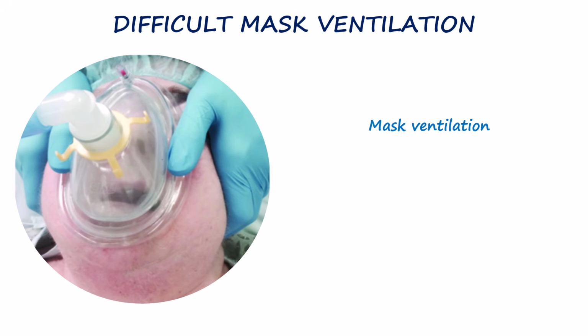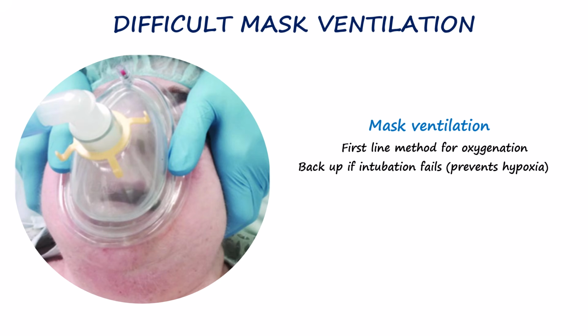Mask ventilation is the first-line method to oxygenate the patient. It is primarily used before other airway strategies, such as intubation or supraglottic airway insertion, are planned or attempted. During anticipated or unanticipated difficult intubation, mask ventilation serves as a backup to prevent hypoxia if initial intubation attempts fail. This provides time to reassess the airway, optimize patient positioning, and decide whether to attempt supraglottic airway insertion or other advanced techniques.